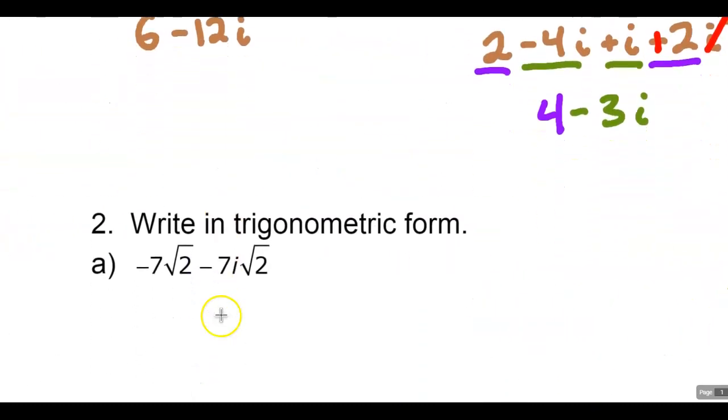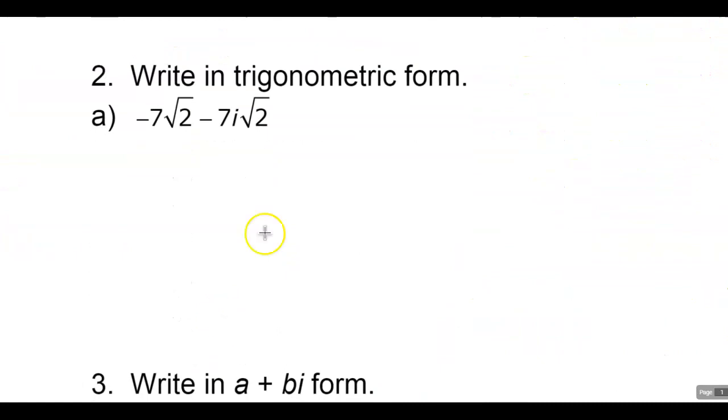All right, now let's go to the trig form. So here's where we need to know what we're trying to do. Let's start with that. Trig form means we're going to write it in this format. The radius r times cosine theta plus i sine theta.